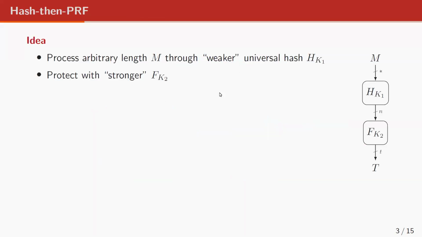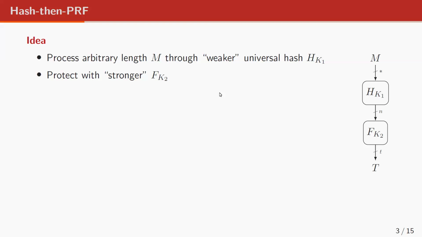If you think about MAC functions, the message is typically of arbitrary length. And a very efficient way of making a MAC function is to use a kind of weaker function, typically a universal hash function, to process the bulk of the data. So the message can be of arbitrary length. You use a universal hash function to process it to something smaller or fixed length, and then you can finalize it with a stronger cryptographic primitive. That's a very popular way of making a MAC function.